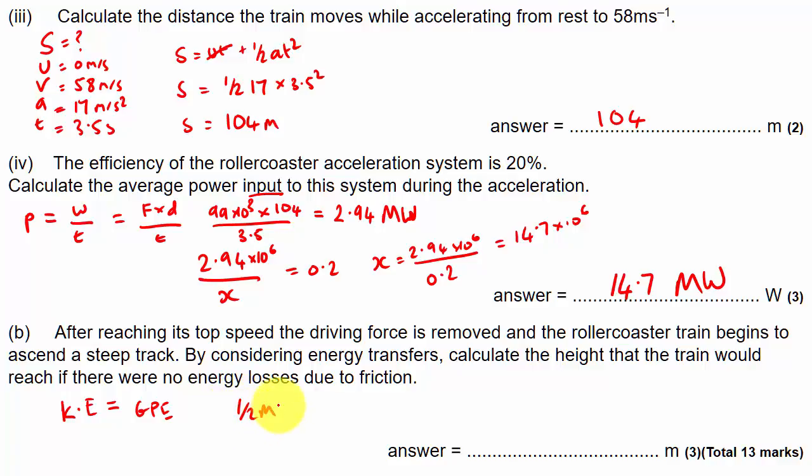Half mv squared will be equal to mass times gravity times height, which are the formulas for the respective energies we're talking about. The mass is the same both sides of the equation, so I may as well get rid of that now. Divide both sides by mass. And I want to find the height, so I'm simply dividing by gravity both sides. So I get an equation which is going to be half v squared over g will equal height. So a half, 58 was the velocity that the train was moving at, divided by 9.81.